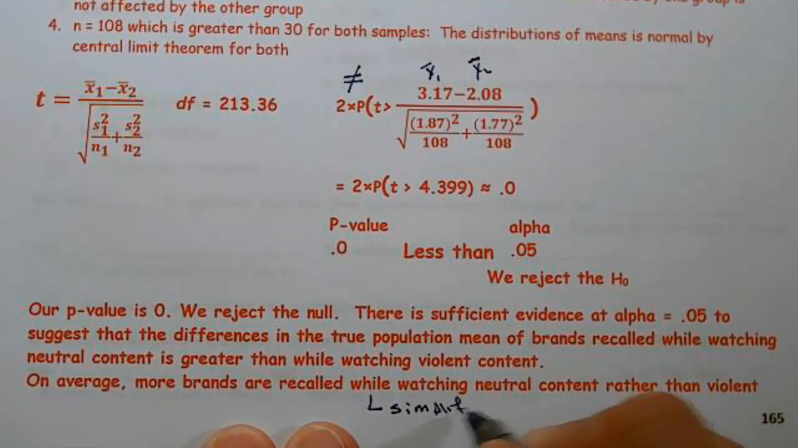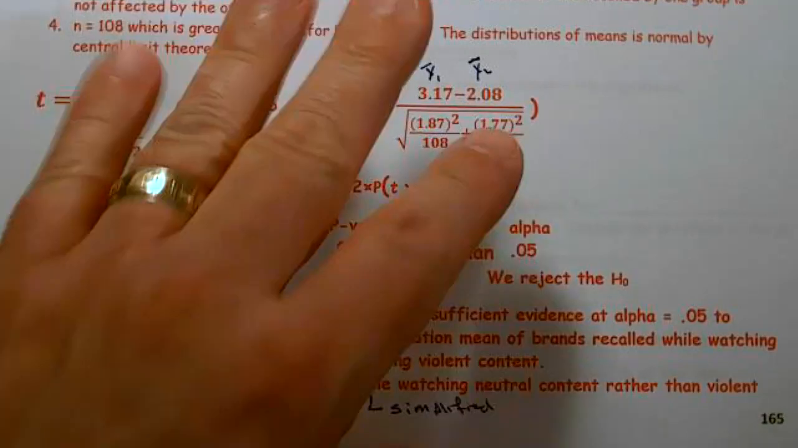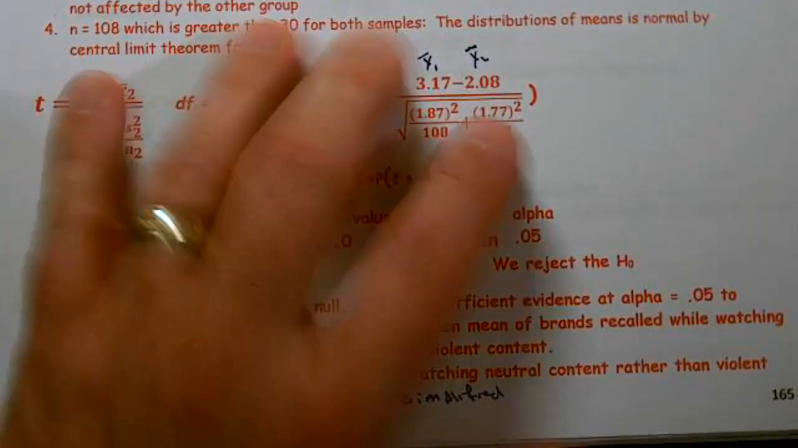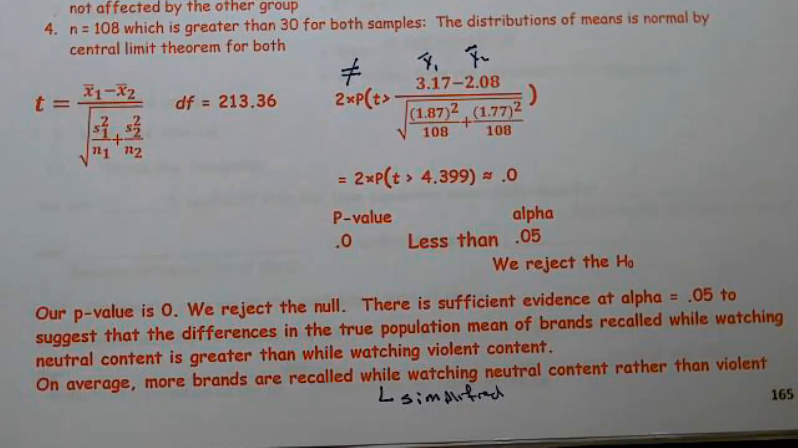What did you find out? More brands were recalled watching neutral content rather than violent content. That's simple. Okay. All right. We will do the confidence interval for this one on the next video.